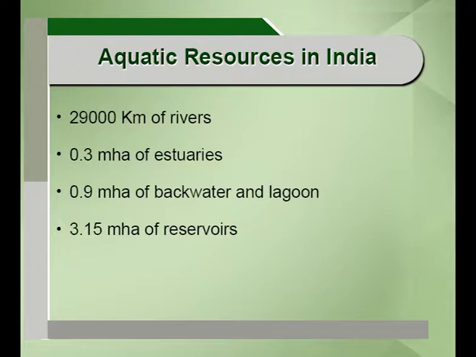We also have 0.3 million hectares of estuaries, 0.9 million hectares of backwater and lagoon, for which Kerala is very famous, 3.15 million hectares of freshwater reservoirs, and 0.2 million hectares of floodplain wetlands. Further, we have around 0.72 million hectares of upland lakes. I was just talking about the lakes in the Ladakh region; in many places at higher altitudes we have lakes, and in those lakes also there is a fish population. Very importantly, we have 2.02 million square kilometers of exclusive economic zone, and more than 8,000 kilometers of coastline.